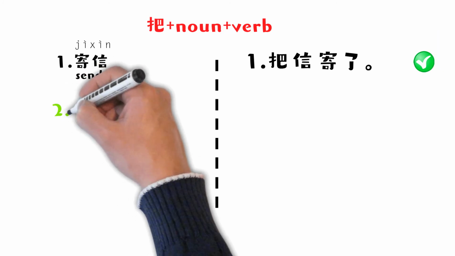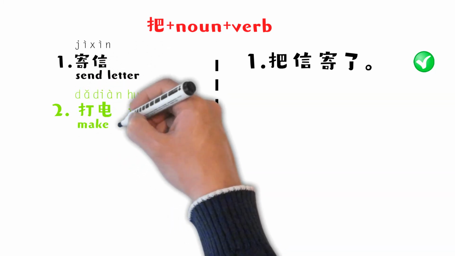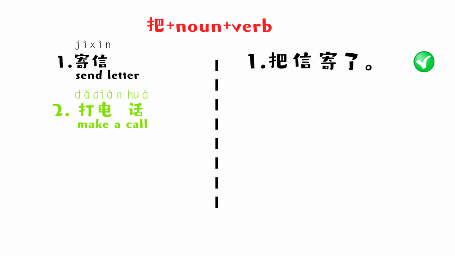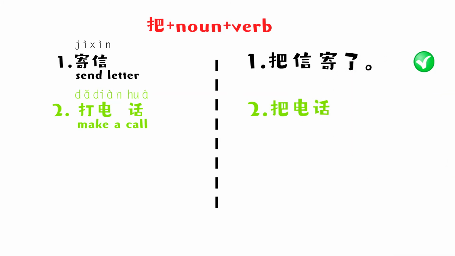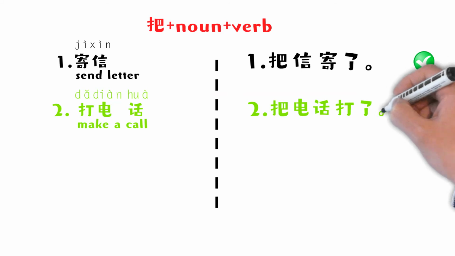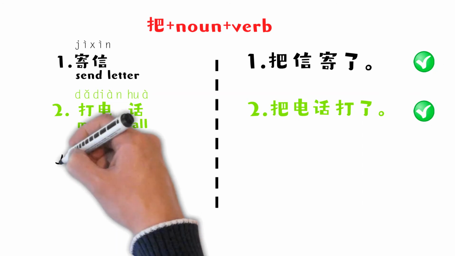Practice number 2. 打电话, make a call. First we write 把 at the beginning, and 电话 as noun, and 打 as verb. It's similar to practice number 1. 打 is stationary. We should change it and add 了 after it. And then we have 打了 as a dynamic verb. The correct sentence is 把电话打了.